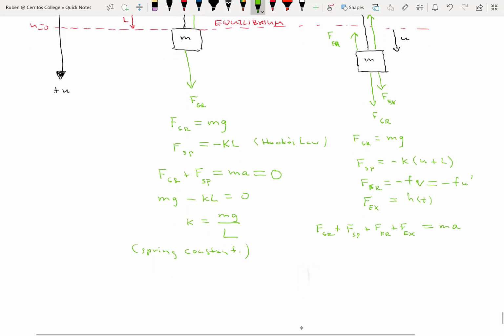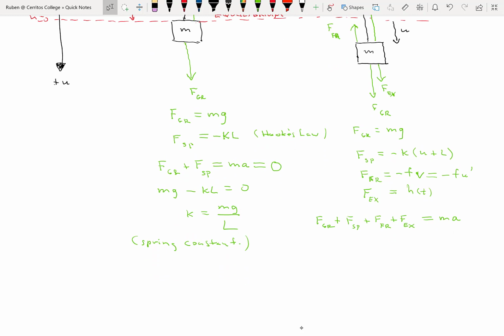Now let's put the quantities in that we know. The force due to gravity is mass times the gravitational constant, mg. Plus the force due to the spring, so minus k times (u plus l), plus the frictional force, so minus f u prime, plus the external force, the only other force in our system here, equals the mass times the acceleration. Now, acceleration, remember, is the second time derivative of position. So without any simplification, there's our differential equation.